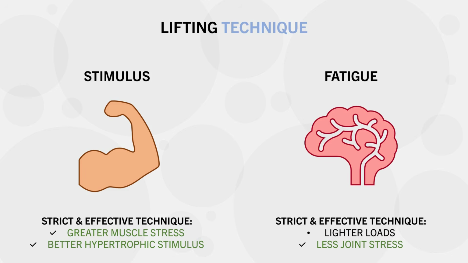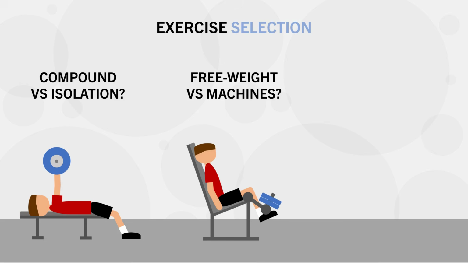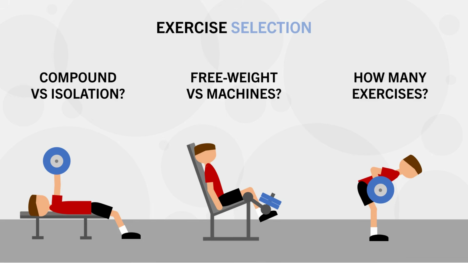Next, let's discuss exercise selection. This refers to which exercises we implement into our program to train each muscle group. Obviously, we want to select exercises which train the target muscle, although there is more nuance to exercise selection than just this. Should we implement a compound or isolation lift, a free weight or machine-based exercise? How many exercises should we perform for each muscle? And much more. As a general overview, let's briefly cover some important considerations for exercise selection.